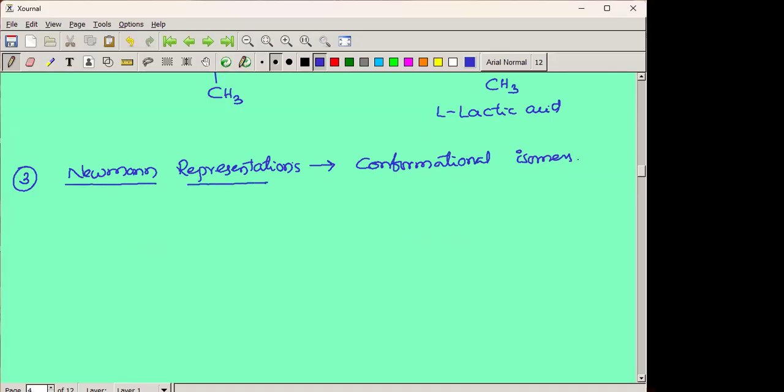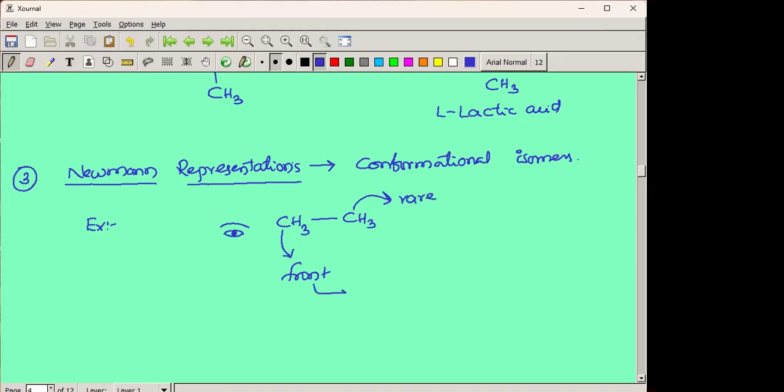So here I'll start with one example. This is our molecule, CH3 and CH3. This is ethane. Now I'm going to visualize the molecule from this end. So now this carbon becomes the front carbon, and this carbon becomes the rear carbon.